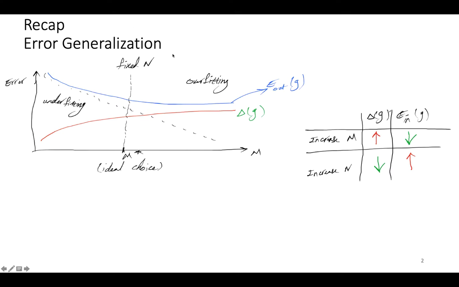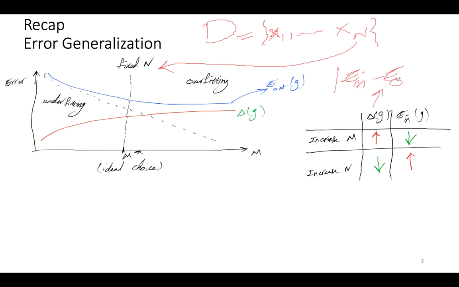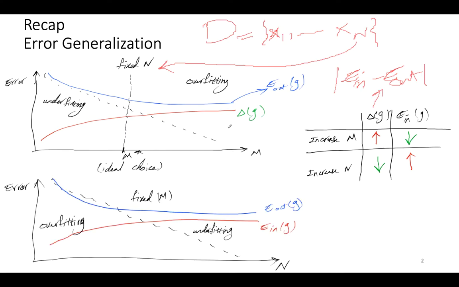So if you have a fixed number of data points, you had your big set D with data points x1, and if they had labels y1, up to xn, right? So if we fix n to a fixed number of points, and then we increase the number of hypotheses in our model, we're going to see that we gradually start to increase the delta G, which is the absolute value of E in minus E out, right? But on the other hand, your E out generally is going to increase after you are adding more and more M, because you're adding more complexity to your model, right?